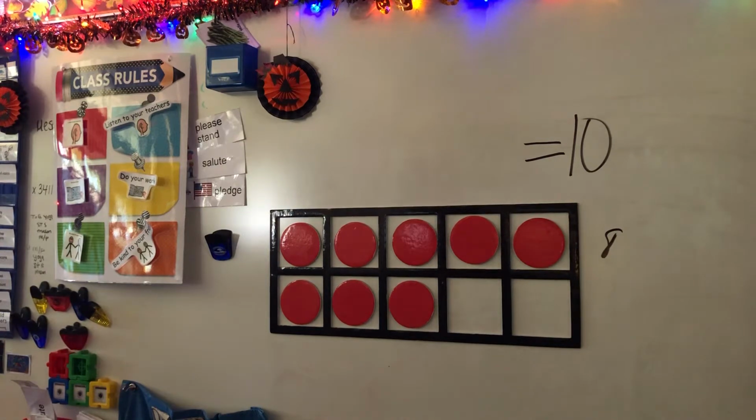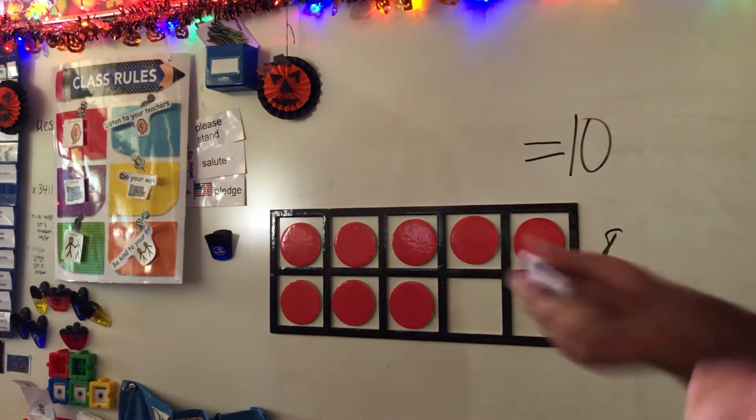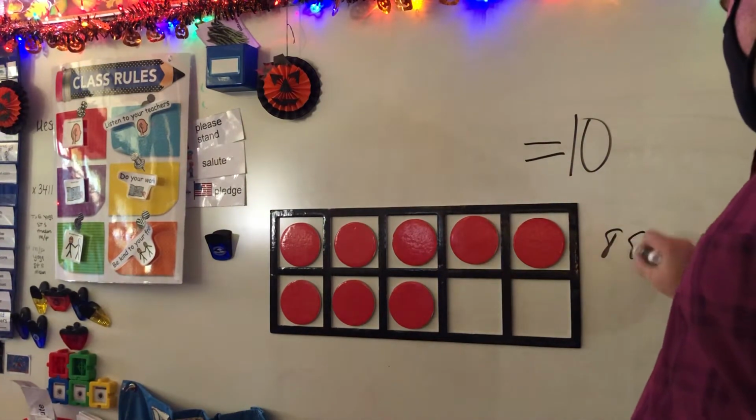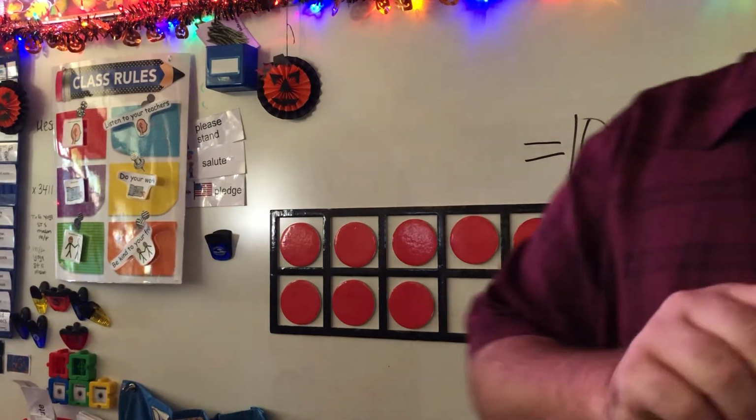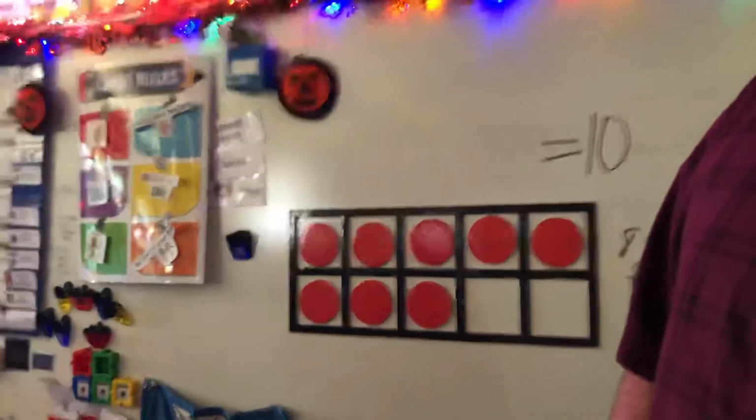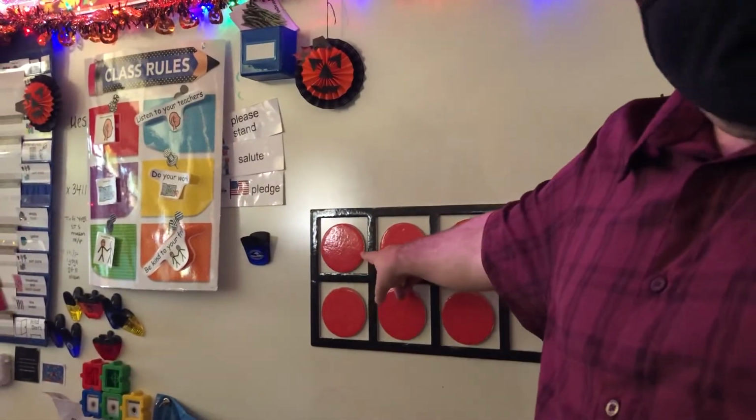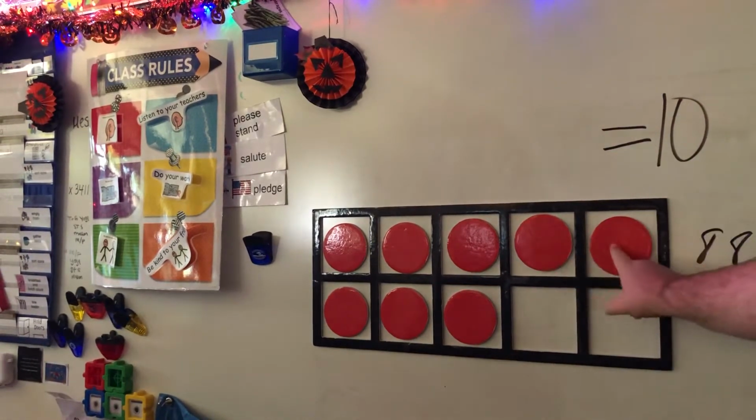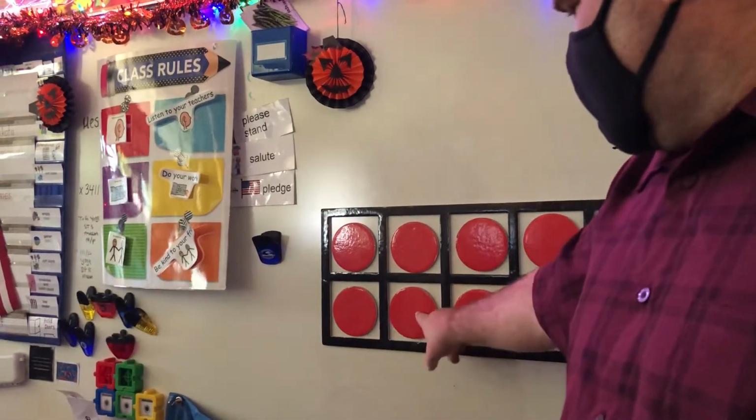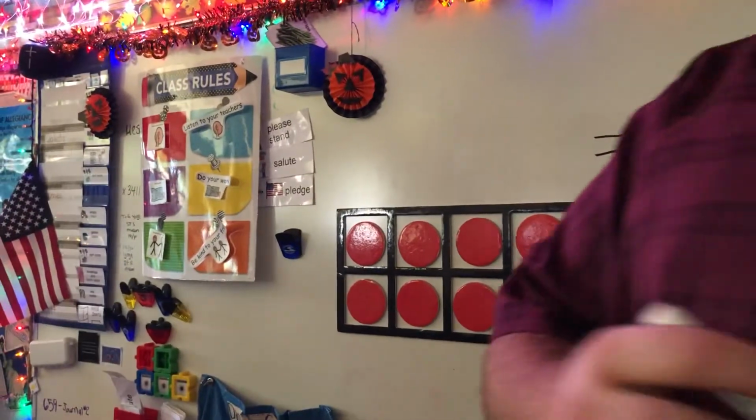Number eight, yes. Naomi, how many did we fill in? Number eight. Look. All our friends are saying eight. Let's count and see if our friends are all right. I think you guys are. But let's count them, starting with one. One, two, three, four, five, six, seven, eight. We filled in eight.